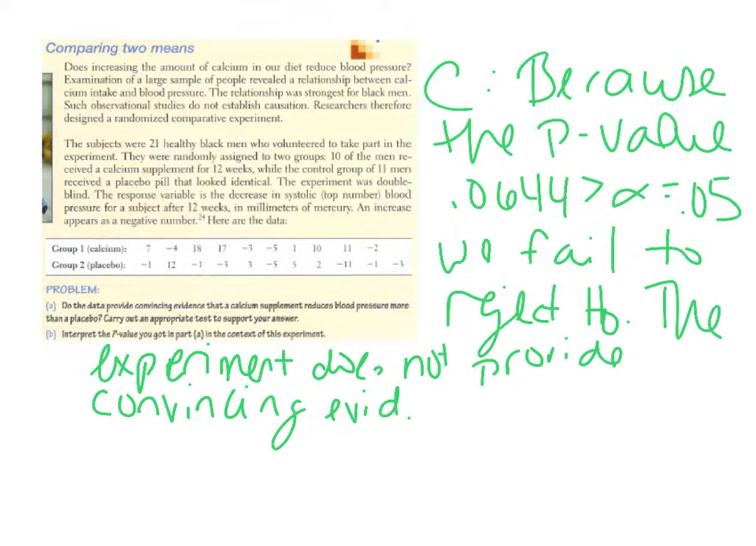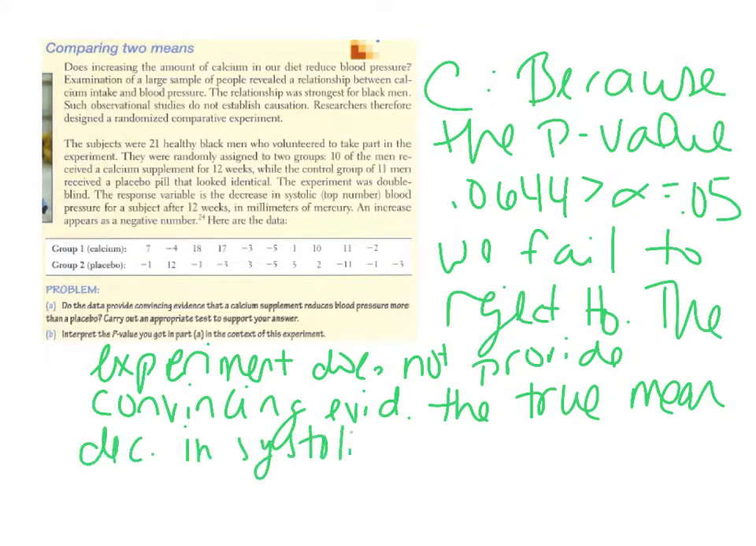That the true mean decrease in systolic blood pressure for men that were in the study. So you could write all of that out again for healthy black males like the ones in the study, or the true mean decrease in systolic blood pressure of males in the study who take calcium than for men who take a placebo.